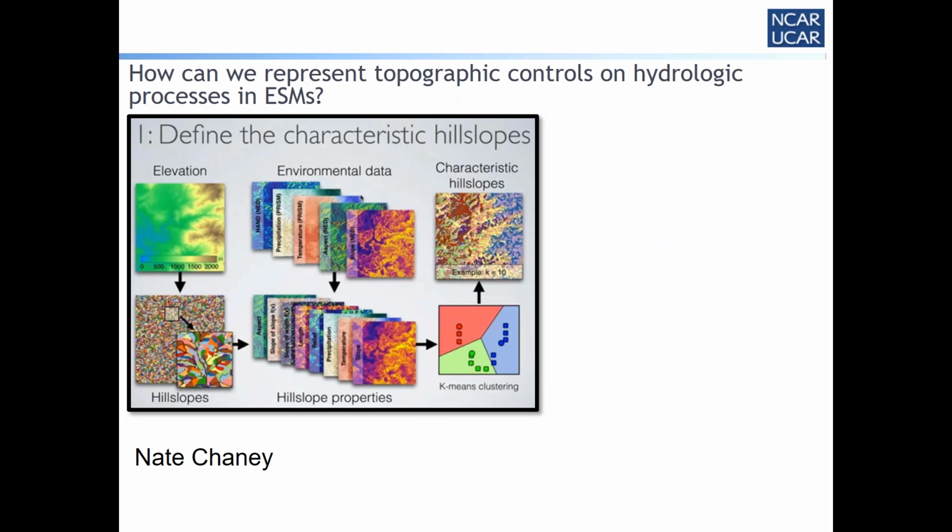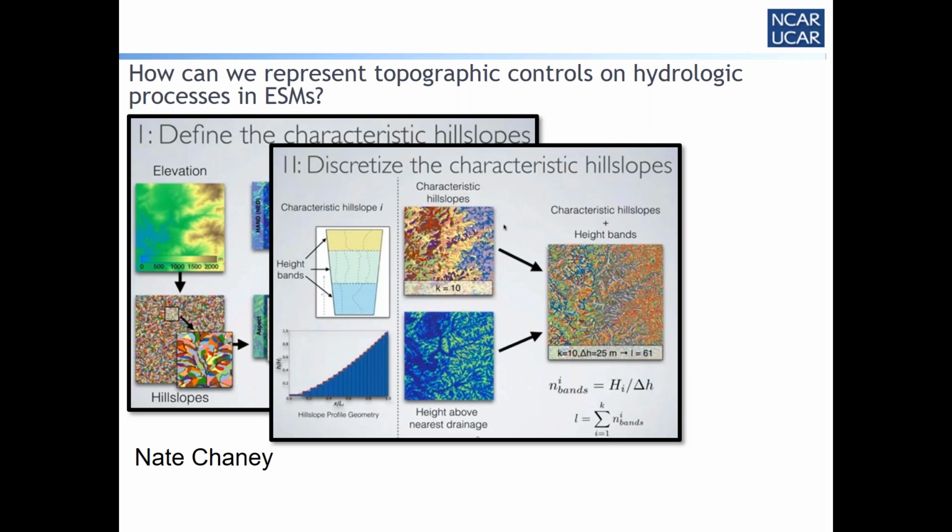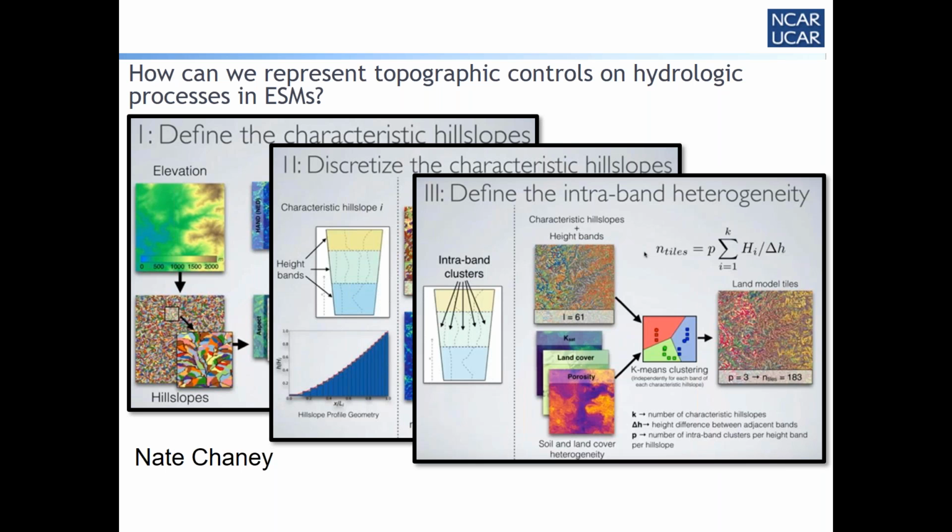The way that Nate Cheney organized things is that he's got a hierarchical spatial organization where he's first defining the subgrid characteristic hill slopes. Using environmental data on the HAND index, height above the nearest drainage, precipitation, temperature, aspect, slope, etc., to define a set of hill slope properties, and using those properties in a k-means clustering algorithm to identify an ensemble of characteristic hill slopes. And then within those hill slopes, he discretizes the hill slopes based on the hill slope profile geometry. So he's discretizing each hill slope into height bands. So that's the same as the set of columns that John Volk presented in his presentation. Then based on those characteristic hill slopes and height bands, what Nate does is he's got a third step.